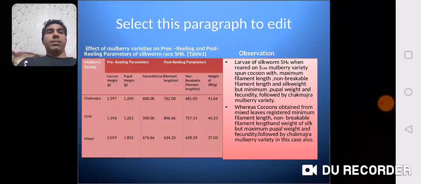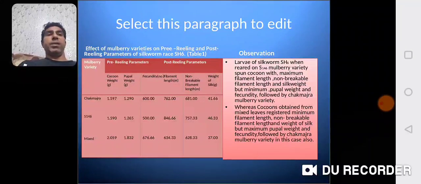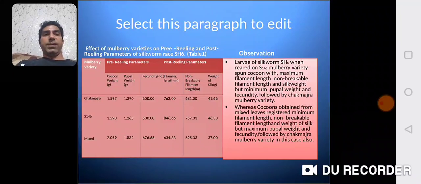Larvae of silkworm SS6 when reared on S146 mulberry variety spun cocoons with maximum filament length, non-breakable filament length and silk weight, but minimum pupal weight and fecundity, followed by Chakmazra mulberry variety. Whereas cocoons obtained from mixed leaves registered minimum filament length, non-breakable filament length and weight of silk, but maximum pupal weight and fecundity, followed by Chakmazra mulberry variety in this case also.